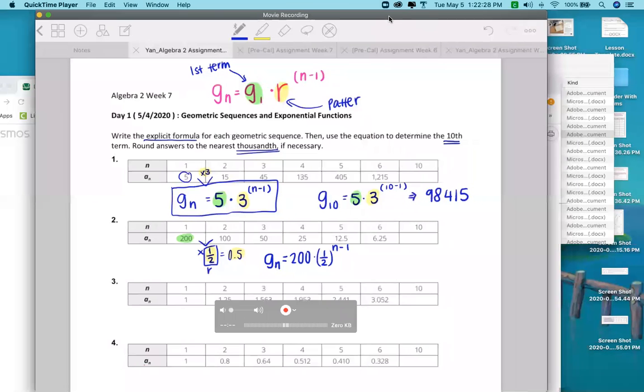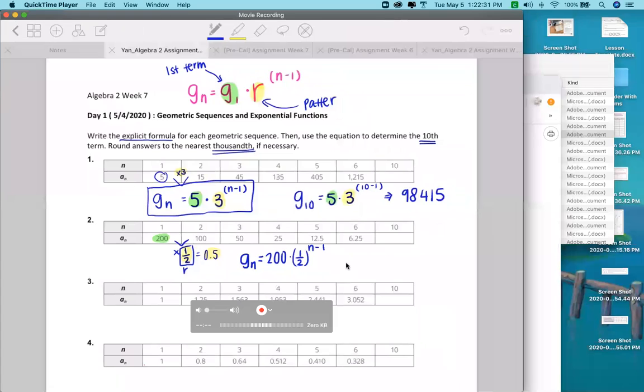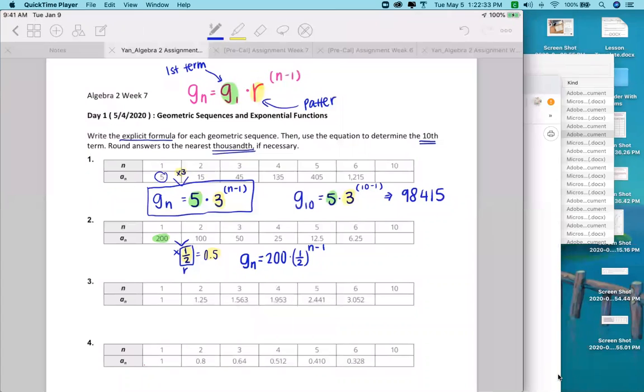Okay, you guys are finding what sheet of 10, and let me start answering. Miss, are we supposed to put 10 where the N is for number 2? Yes.